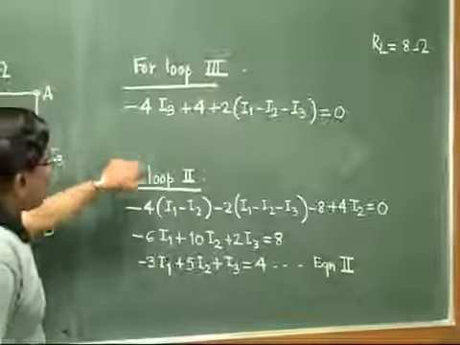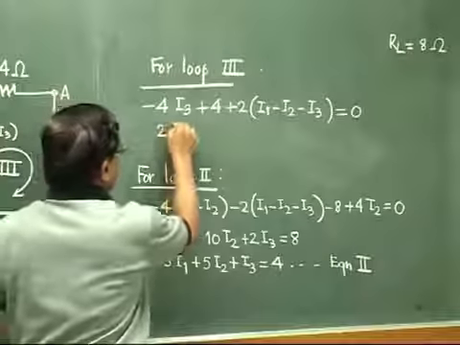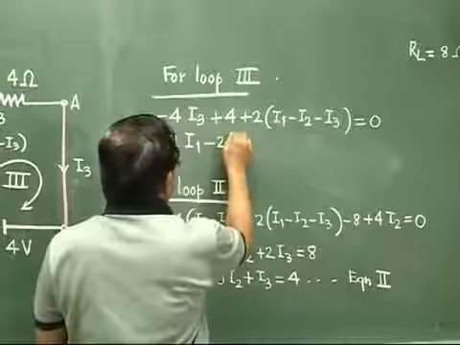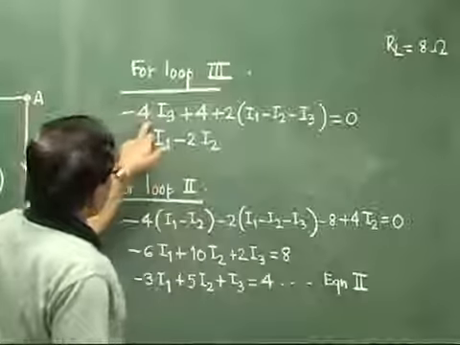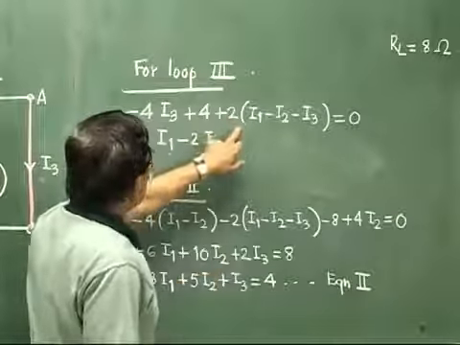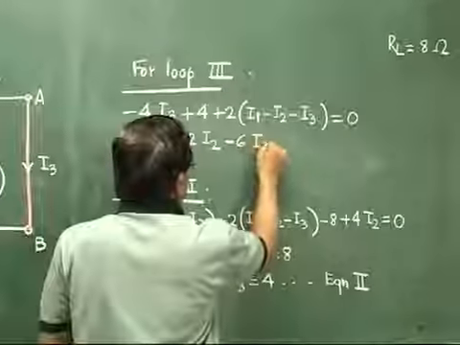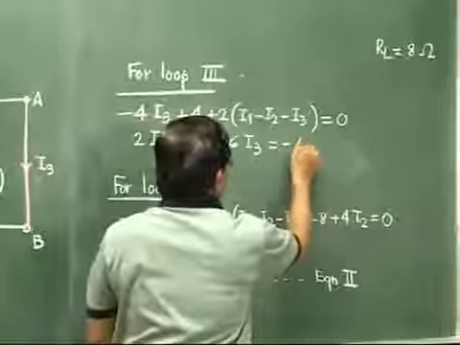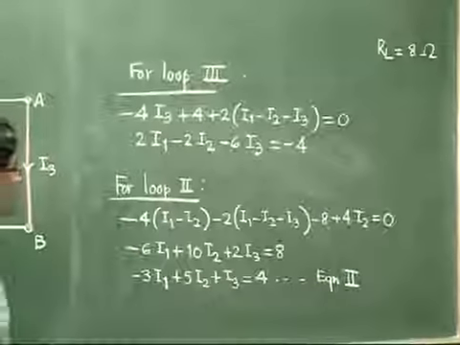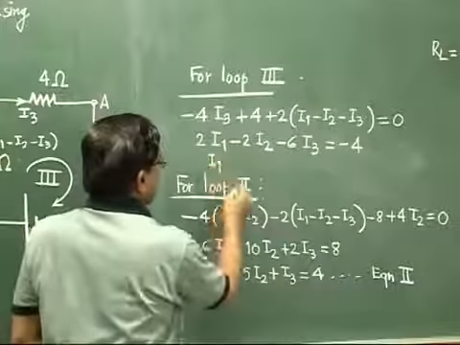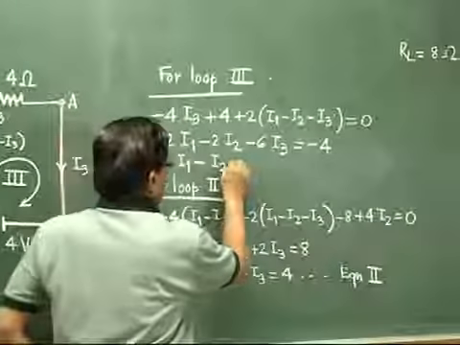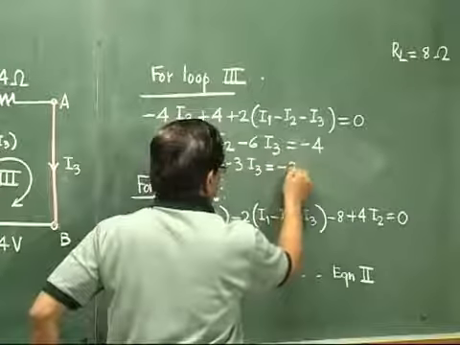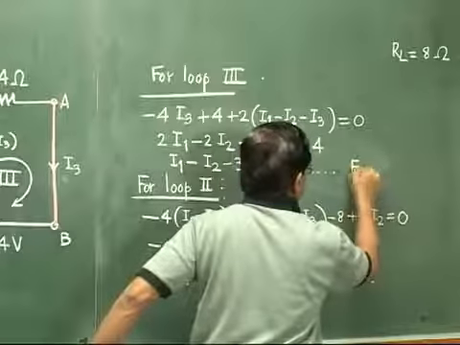Making it simpler, I1 terms: plus 2I1. So I write here plus 2I1. Then I2 terms: minus 2I2. So minus 2I2. I3 terms: minus 4I3 here and minus 2I3 here. So minus 6I3. And the constant term is 4. We take it to the other side, it will be minus 4. We can further simplify by dividing by 2. So it will be I1 minus I2 minus 3I3 equal to minus 2. So this will be equation 3.